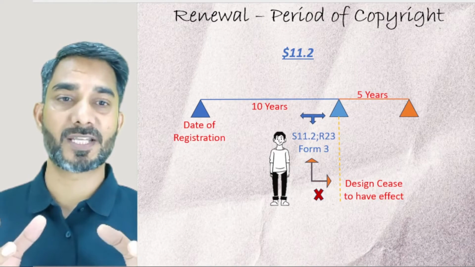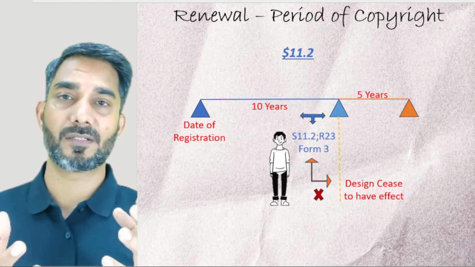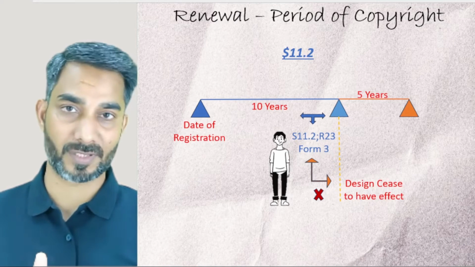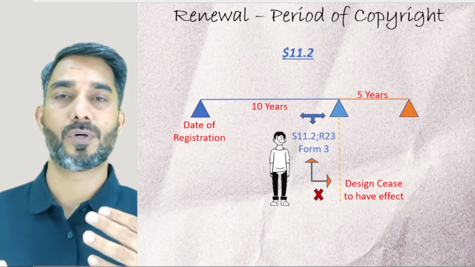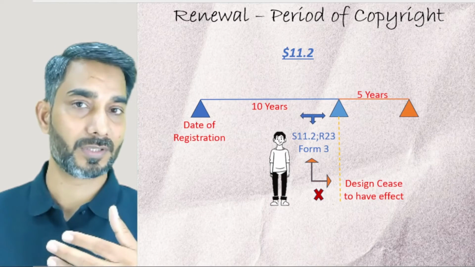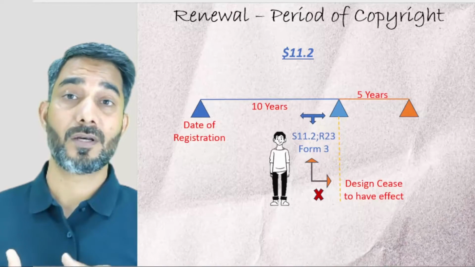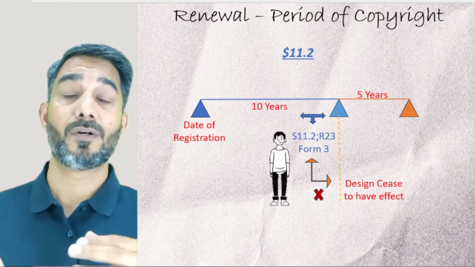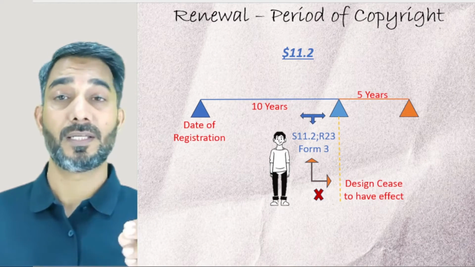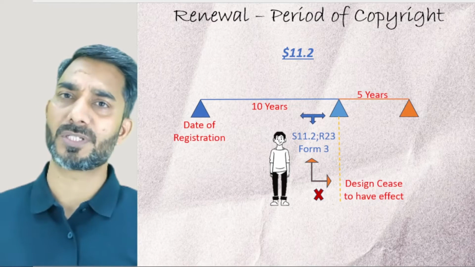We can visualize this scenario from two sides. First, there could be a genuine reason that the applicant doesn't want to renew the registration any further, for business reasons, or the design may no longer be relevant to the proprietor. The second case is where the proprietor forgot to renew the registration. He just missed it. So, do we have any option here?